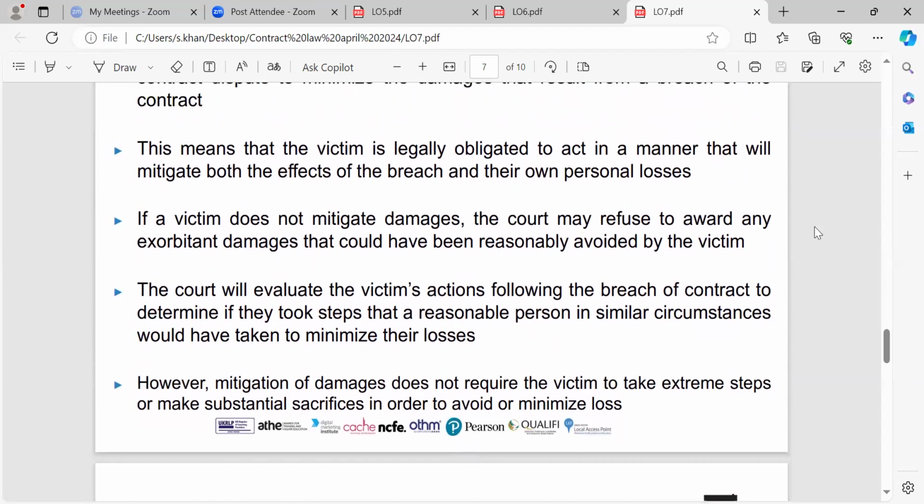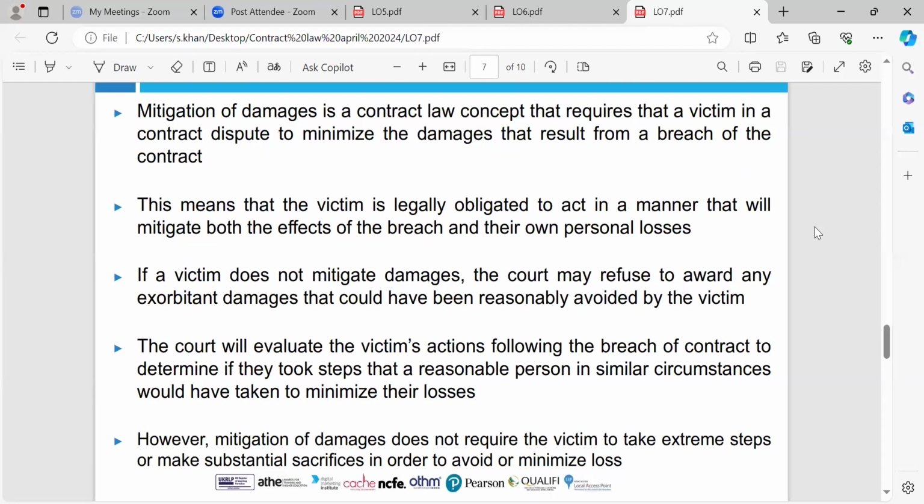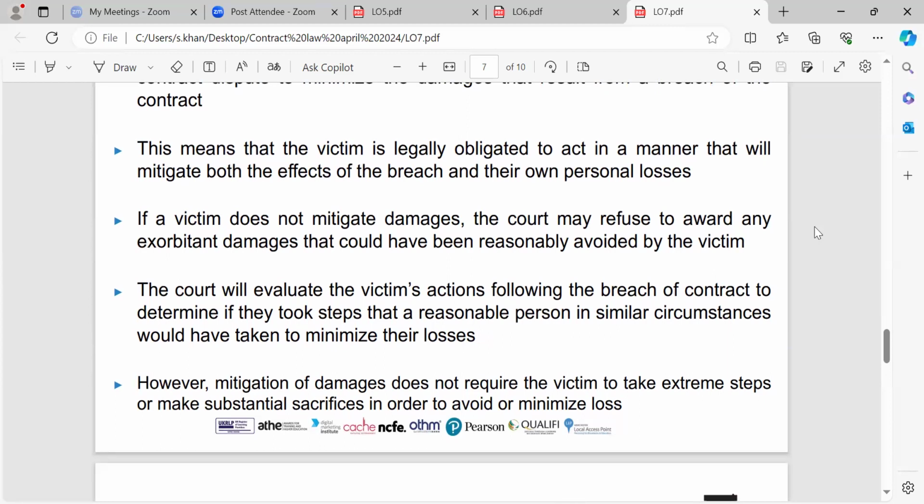So if a victim does not mitigate damages, the court may refuse to award any exorbitant damages that could have been reasonably avoided by the victim. The court will evaluate the victim's actions following the breach of contract to determine if they took steps that a reasonable person in similar circumstances would have taken to minimize their losses. However, mitigation of damages does not require the victim to take extreme steps or make substantial sacrifices in order to avoid or minimize loss.